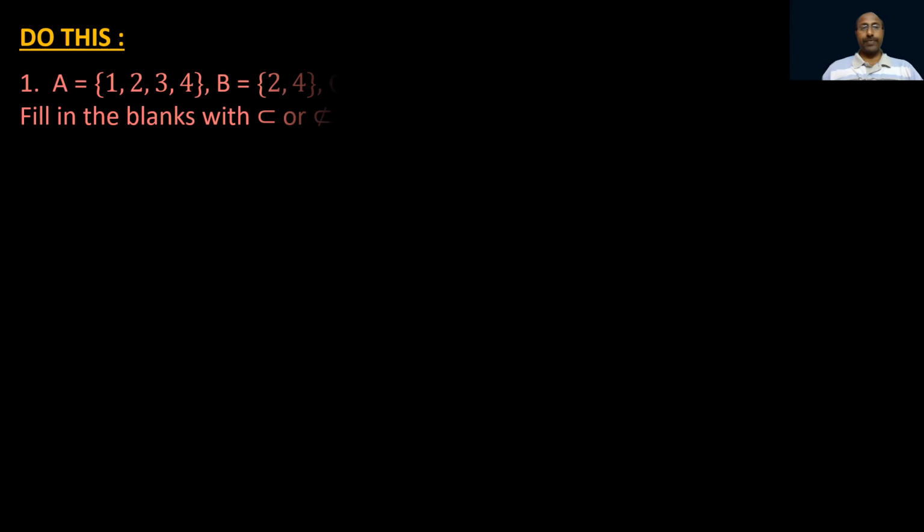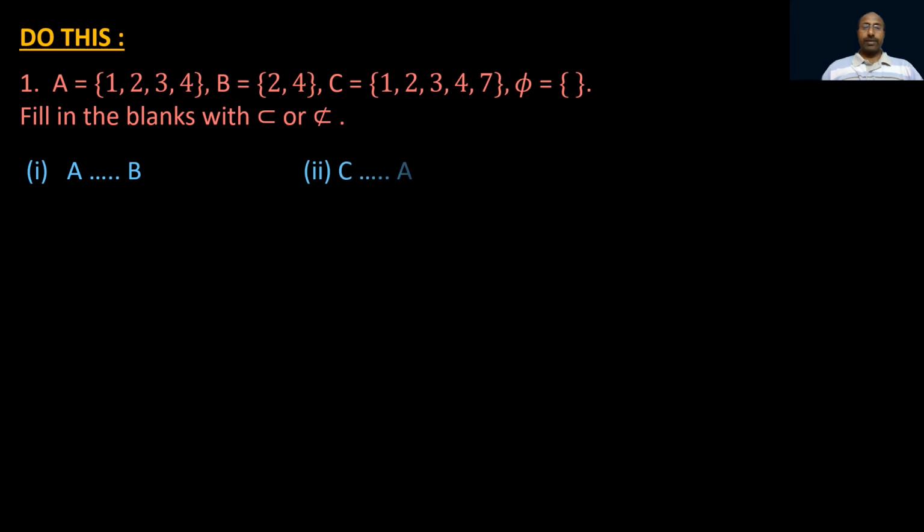Now let us solve some problems under the title Do This. If A is equal to the set of elements 1, 2, 3, 4, B is equal to the set of elements 2, 4, C is equal to the set of elements 1, 2, 3, 4 and 7, and phi is a null set, fill in the blanks with subset or not subset. Okay. So we have 6 blanks here, and we have to fill these blanks with either subset or not subset.